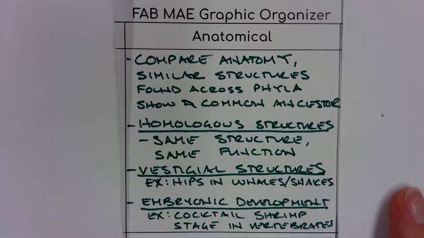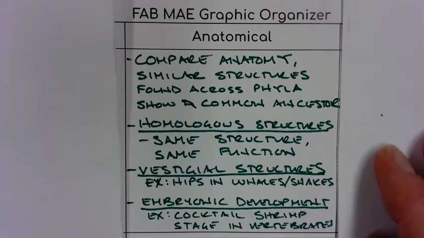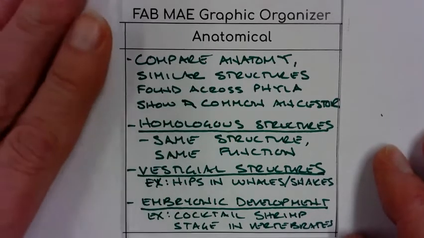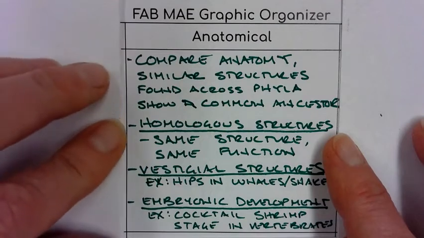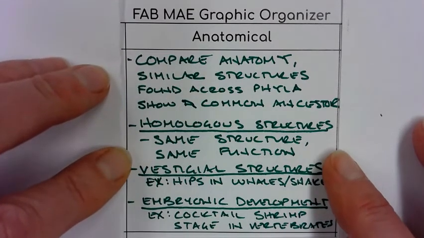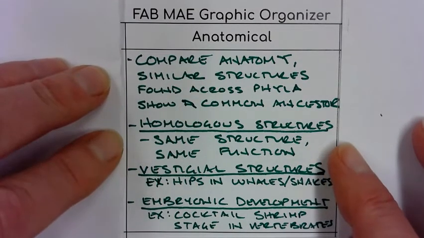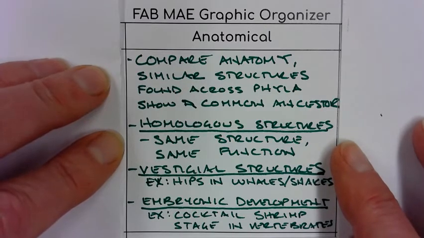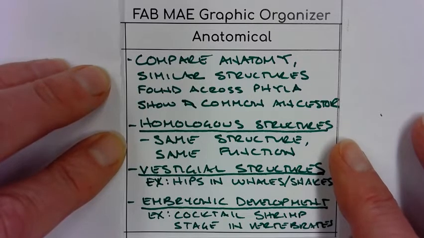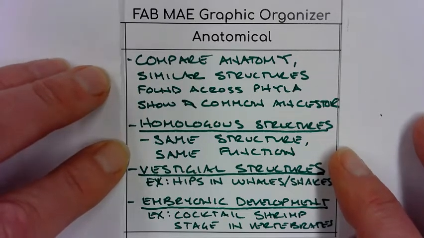Let's look at anatomical structures. Similar anatomical structures tend to indicate that they had a common ancestor. For example, things called homologous structures mean they have the same structure and the same function. So if we look at the wing of a bird, a bat, the front flipper in a whale and a fish, as well as the arm on a human, the front arm on a dog or a cat, they all have the same exact bones, and they also have the same function.